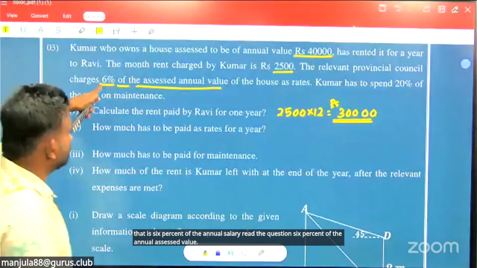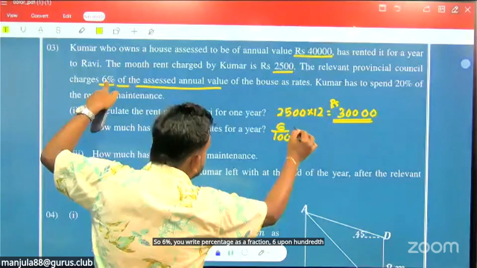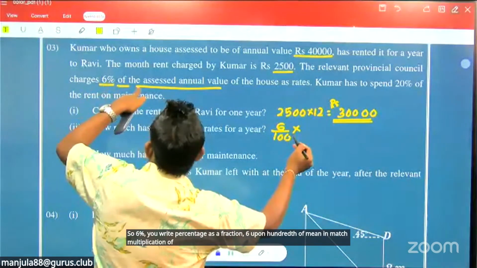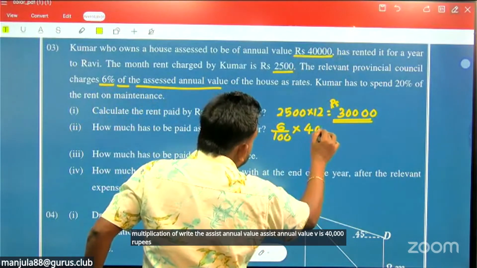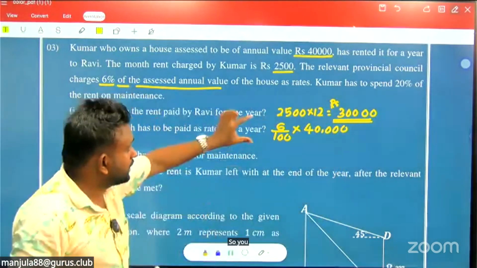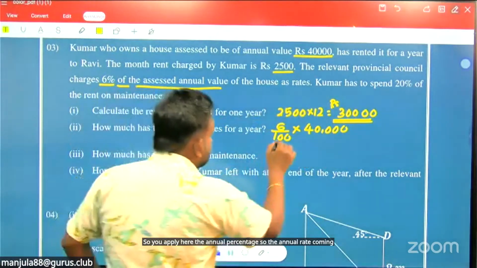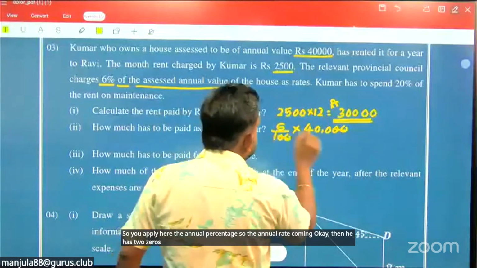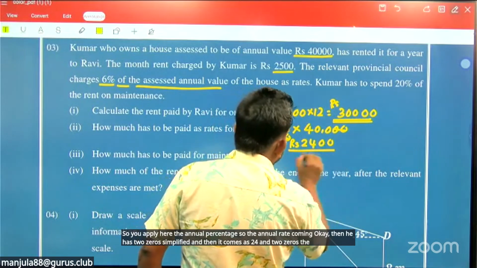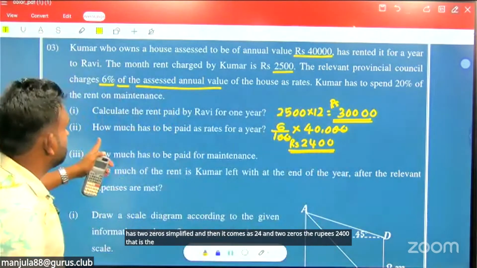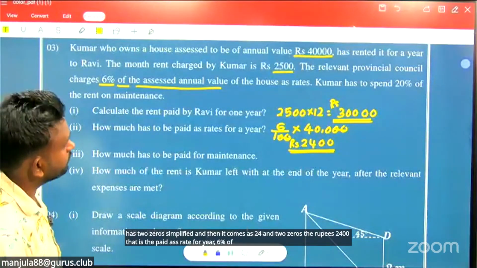So 6%, you write the percentage as a fraction, 6 upon 100 of, meaning in maths multiplication, of the assessed annual value. The assessed annual value is 40,000 rupees. So you apply the annual rate. Then two zeros are simplified, and it comes as 24 and two zeros, rupees 2,400. That is the rate paid for the year, 6% of the annual assessed value, right?